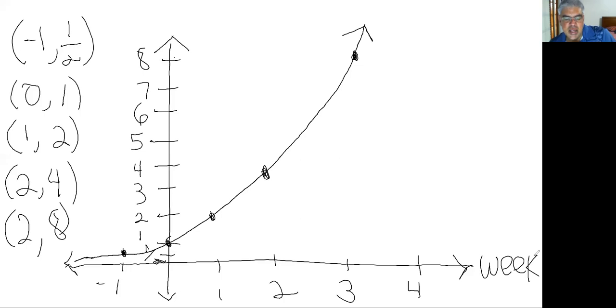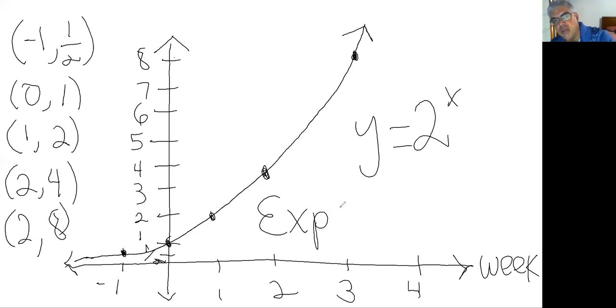So why is this a problem? Because if too many people get sick at the same time, we don't have enough resources to help them. However, I have good news to end this lesson. Pause it, copy your points on your graph. This is the graph of y equals 2 to the x, and it's an exponential function.